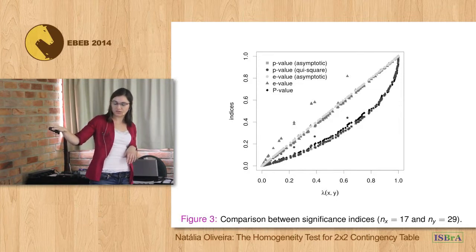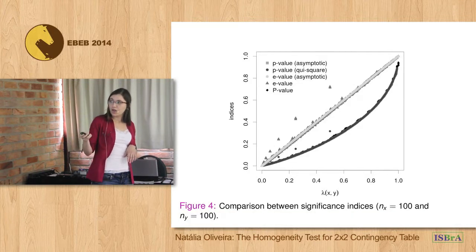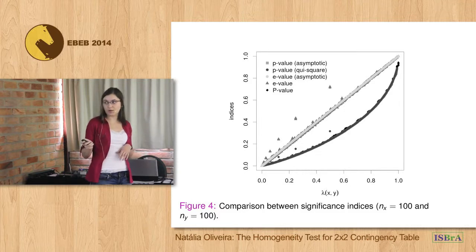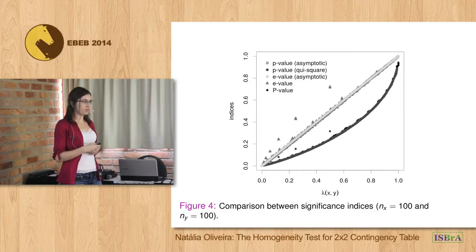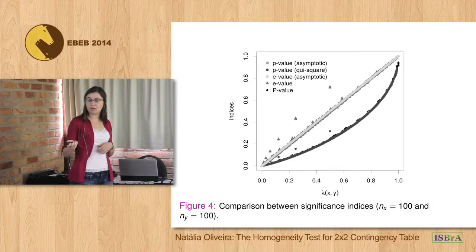This 45-degree line represents the e-values, while this other one, the curve, represents all 3 p-values. The difference between the two of them is because of the construction and the degrees of freedom. While the e-value has m degrees of freedom, the p-value has m minus h.